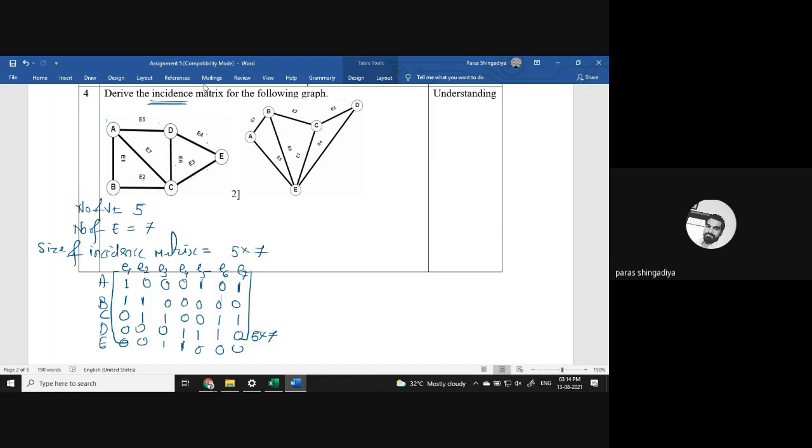We can include parallel edges. In the next two graphs, one has parallel edges. In that case, we'll get identical columns. But if the graph contains a loop, then we cannot create its incidence matrix.